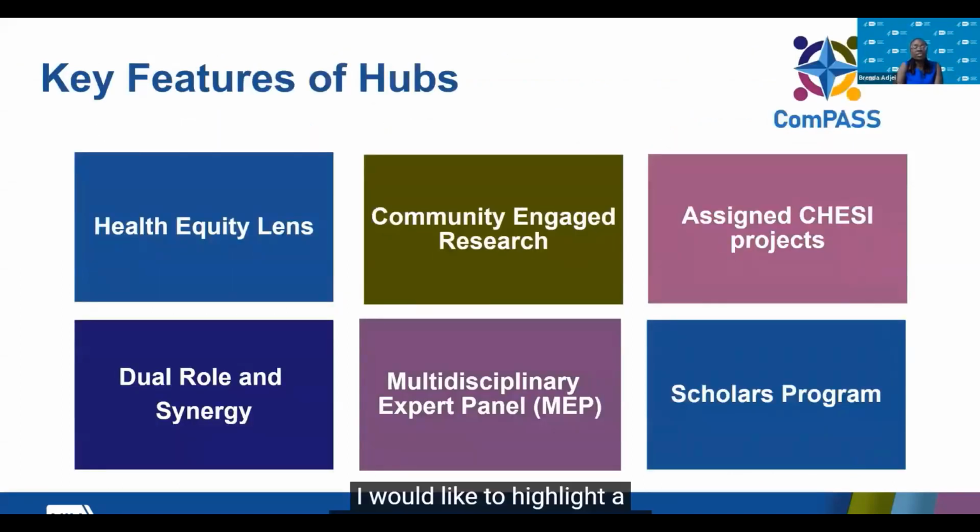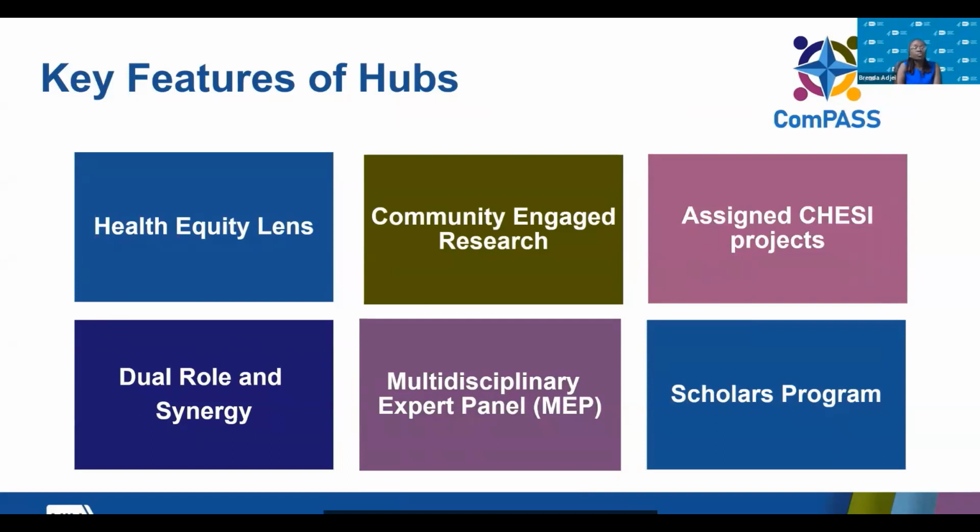I would like to highlight a few key features of the hubs as a centralized resource. Hubs will apply a health equity lens across all activities. This requires intentional efforts across all research phases. Hubs will utilize a continuum of community-engaged research approaches and strategies. Each hub will support 4 to 6 assigned CHESI projects and connect them to a wide range of scientific and technical resources. Hub assignment of CHESI projects will be based on thematically organized SDOH and structural factors, which may include nutrition and food environment, community healthcare access and quality, and social and cultural contexts.